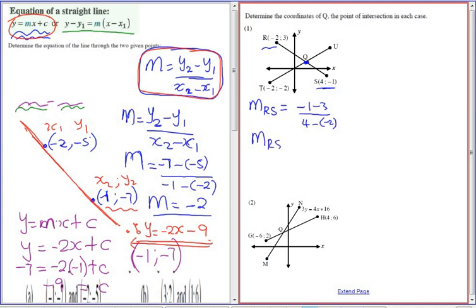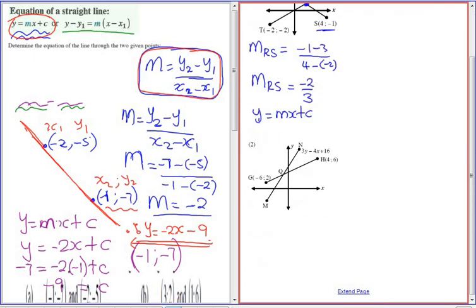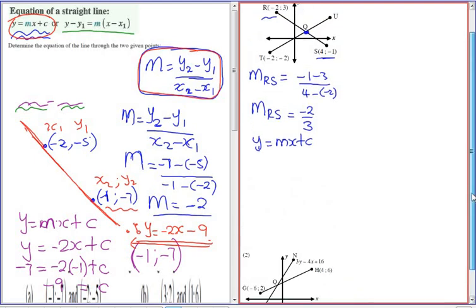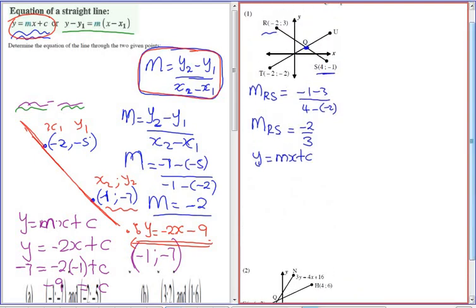So go ahead, I'm sure you got your -2/3. There it is. So we now have the gradient of this line. So what we are left to do now is to put it into this formula, y = mx + c. And then when we do so, we will find that it will be simple for us to solve. Let's make a bit of space. Okay. So look here. I'm going to substitute the -2/3.